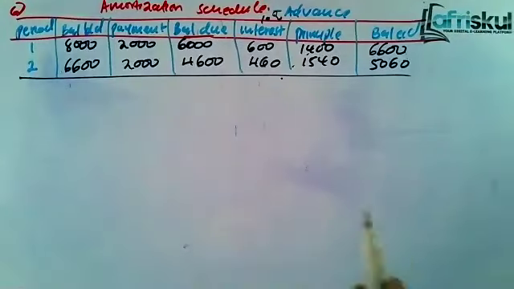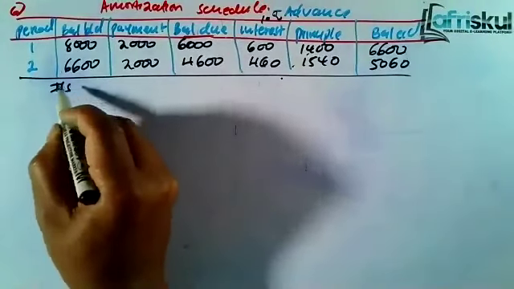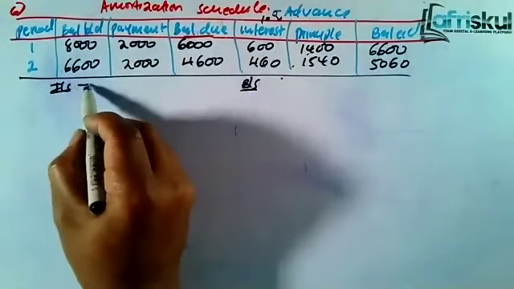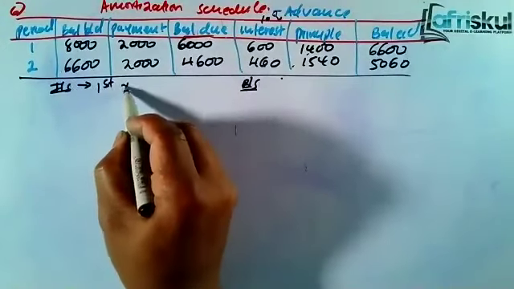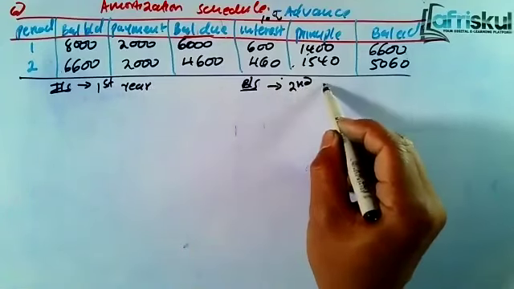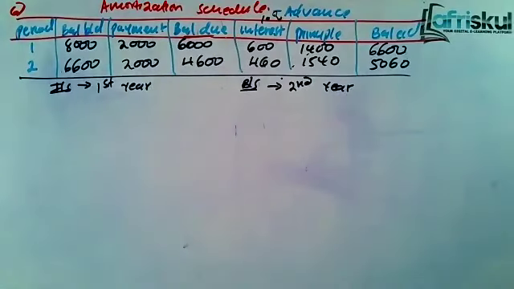Now, the problem is that what do we take to the income statement? What do we take to the balance sheet? To the income statement, we say that you focus on the first year. To the balance sheet, you focus on the second year. That's what we said.